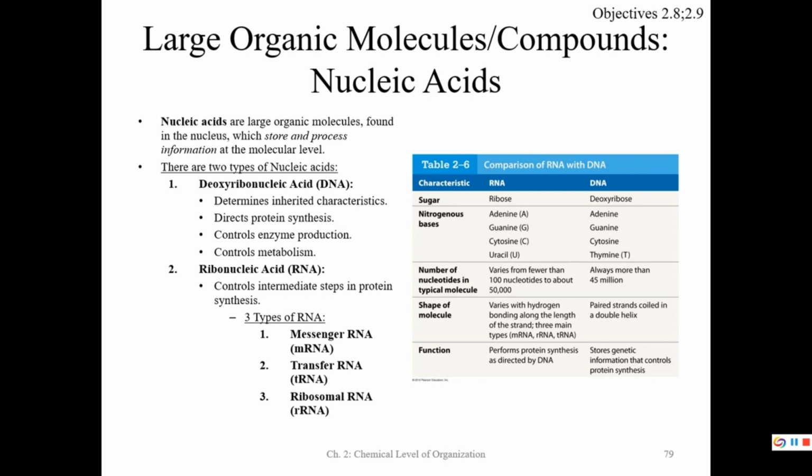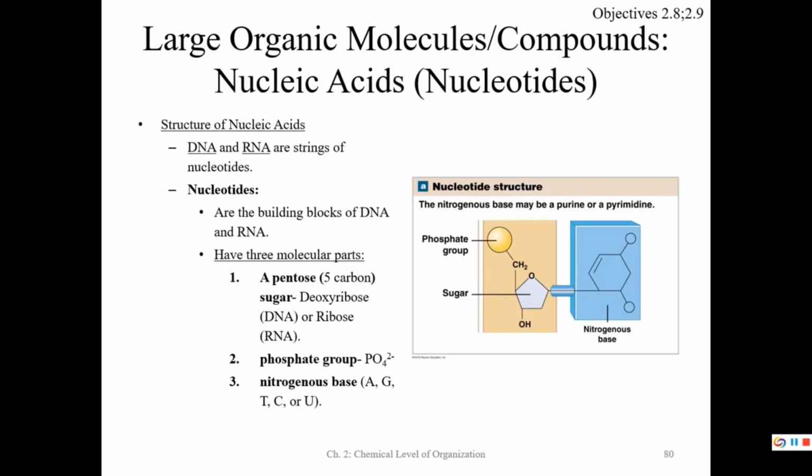Now, ribonucleic acid, RNA, is the intermediate go-between. There's, for example, messenger RNA, transfer RNA, and ribosomal RNA: mRNA, tRNA, and rRNA. These are special types of RNA. Now, RNA and DNA, nucleic acids, are made up of strings of little building blocks called nucleotides. The nucleotides are the smaller building blocks that make up DNA and RNA.